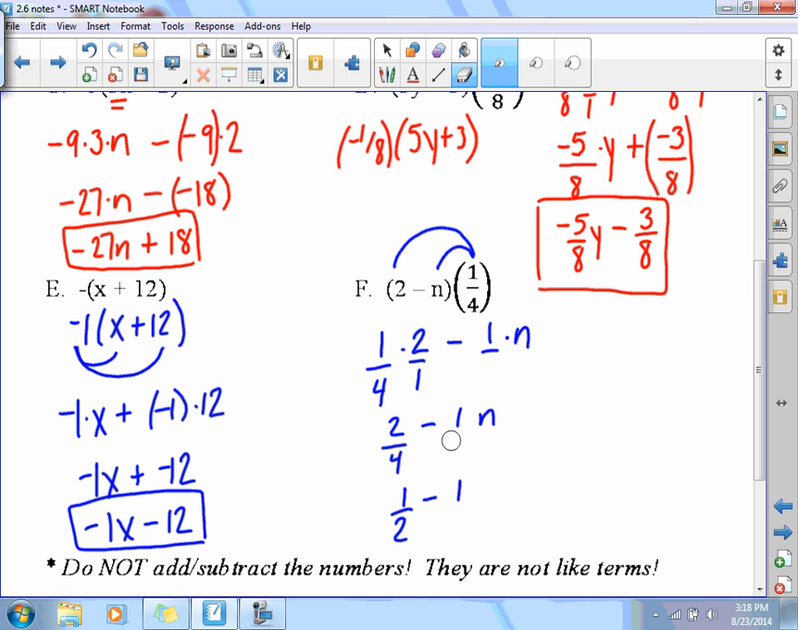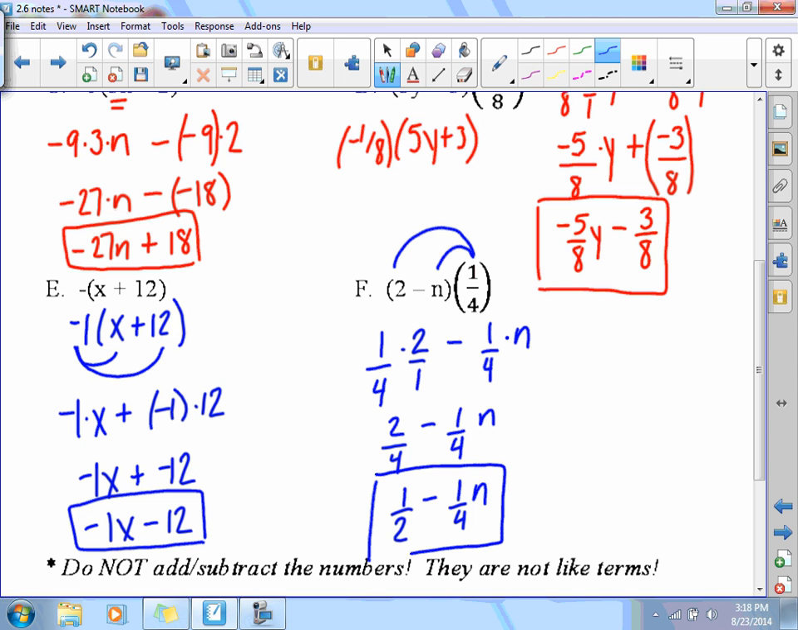That's supposed to be a 1/4. Good thing I caught that. All right, there we go. 1/4 n, and 1/4 n, and 1/4 n. There we go. So I distributed the 1/4 times the 2 and got my 1/2. 1/4 times the n, my 1/4 n.